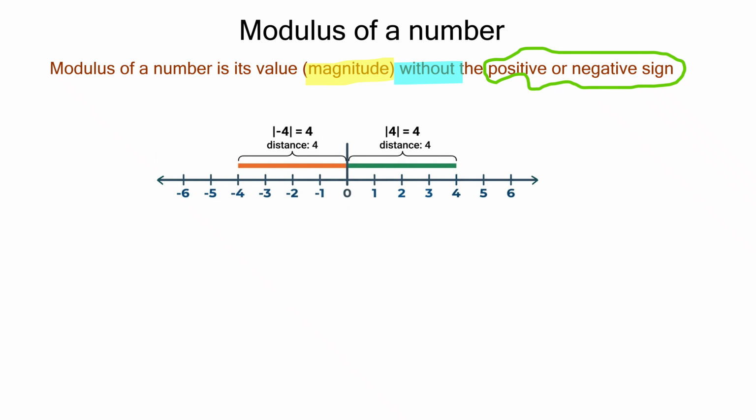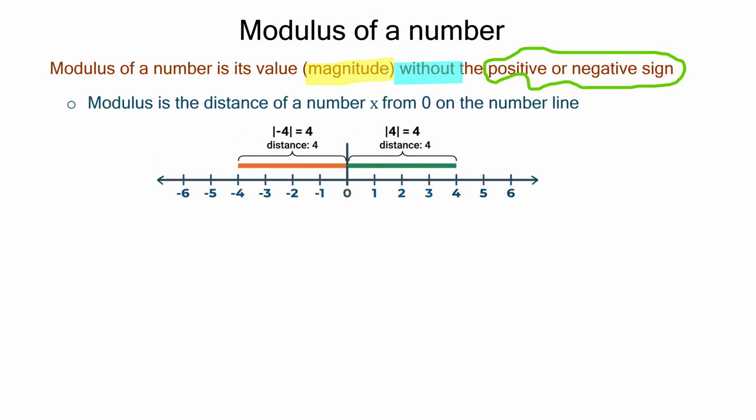Let's look at this on a number line. The modulus of a number is simply its absolute value or magnitude, ignoring its sign. Conceptually, think of it as the geographic distance of a number x from 0 on the number line.